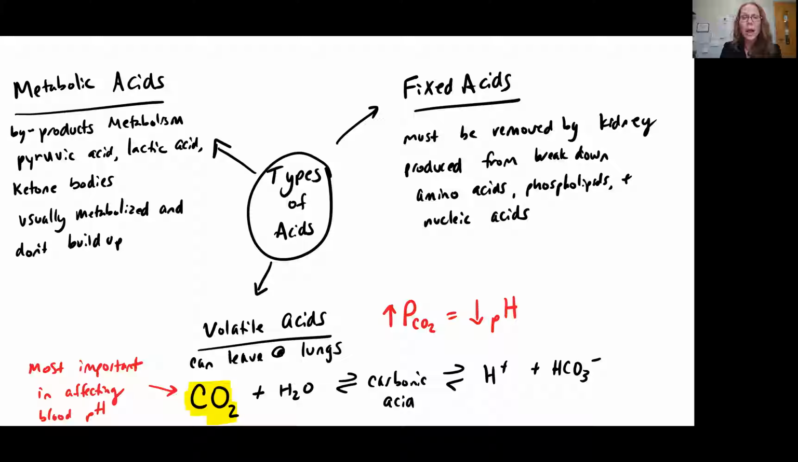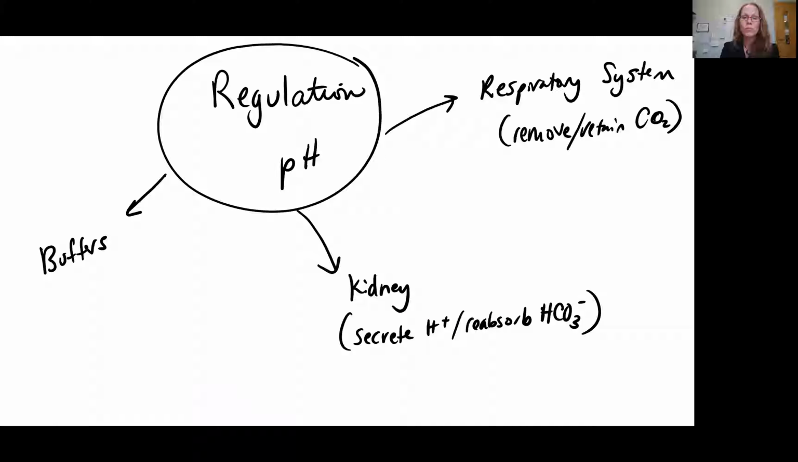So remember, a high partial pressure of CO2 means that we have a low pH, it's acidic, we have a lot of hydrogen ion. So we will see this inverse relationship between partial pressure of carbon dioxide gas and pH.